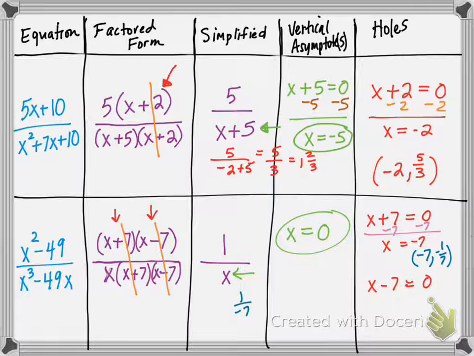When I add 7 to both sides, I get x is equal to 7. So that is the x-coordinate of my second hole. So to write it as an ordered pair, I need to take 7 again and plug it in for x into the simplified form. So that's just 1 over 7.